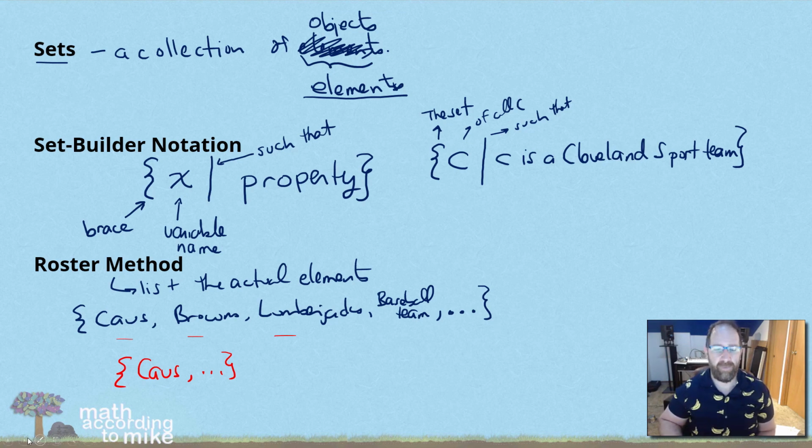So what just happened was we wrote the exact same set twice. Here we wrote it in set builder notation, and down here we wrote it in roster method. So those both mean the exact same thing, just a different way of writing it. So again, set builder, you're saying what the property is. Roster, you are actually listing the items.